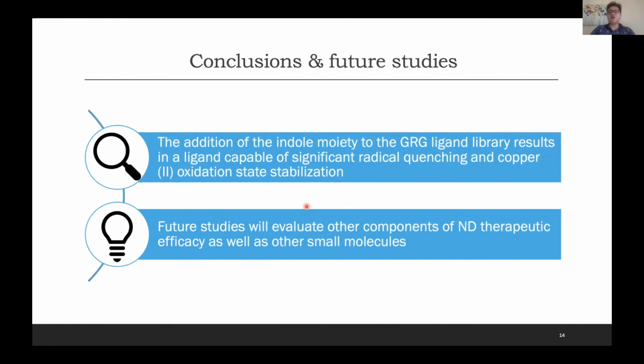In future studies, we also wish to explore other components of therapeutic efficacy, as well as exploring blood-brain barrier permeability and other small molecules of this assay.